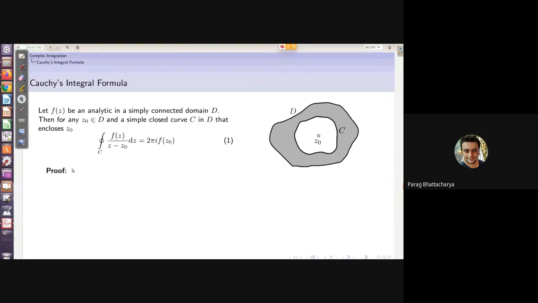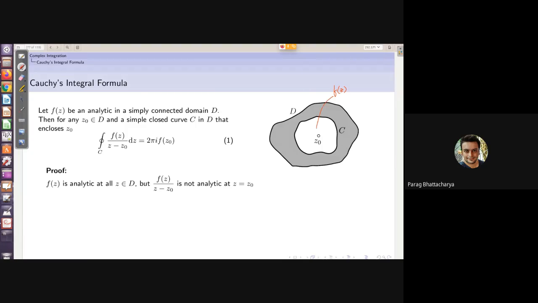f is analytic everywhere, but f divided by z minus z naught is not analytic at z naught. Sorry, f of z is analytic.